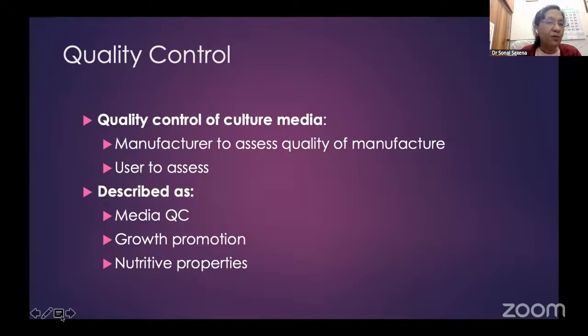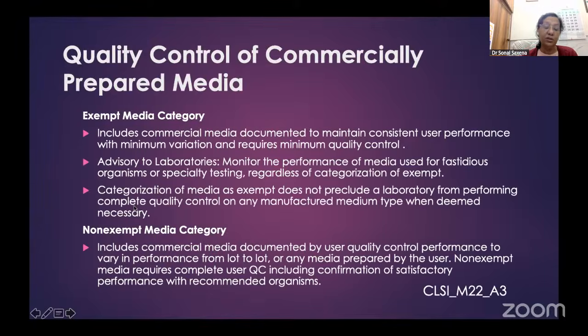You know, whenever you buy a car, you go and drive the car, no? You see whether it suits me or not. So whether your media suits your requirement or not, you have to see it. So how do we do that? This is again a very important PG question: quality control of commercially prepared media.